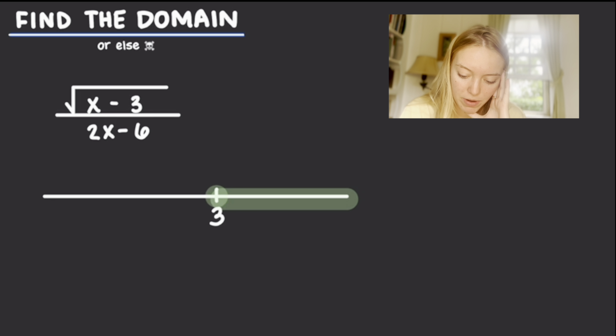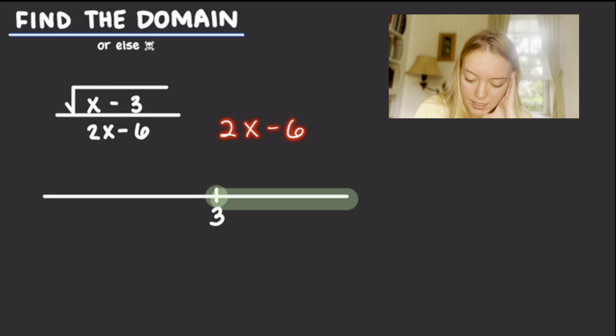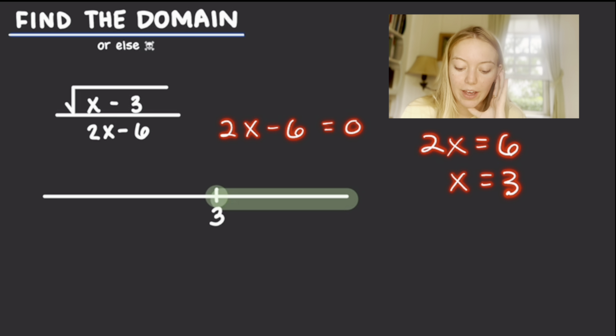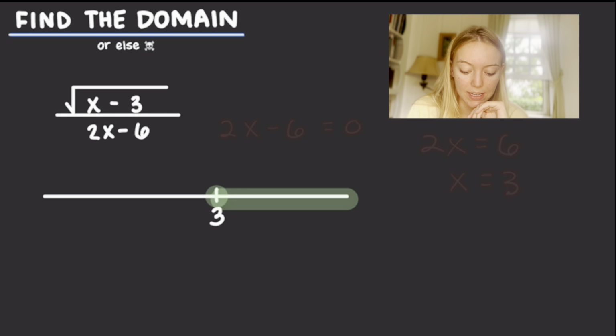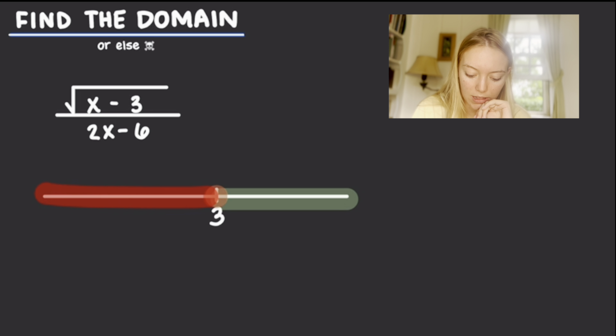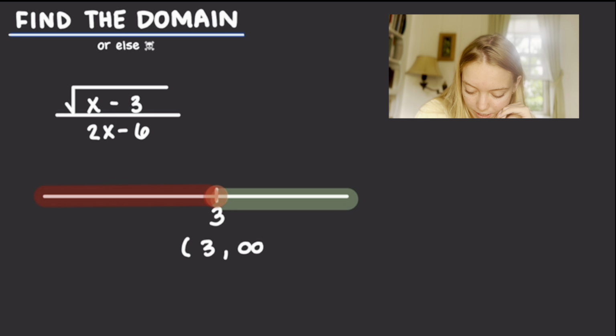Now let's look at the denominator. Well, the denominator can't be 0, so we have to solve for when this is equal to 0. Okay, so x cannot equal 3 because if we put 3 in for x, this is going to equal 0, which we can't have. So even though 3 would have been okay in the numerator, it's not okay in the denominator. So we know that it can't be 3, and it also can't be less than 3 for this problem here. So our domain for this function is going to be 3 to infinity.